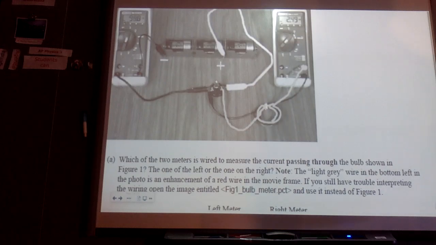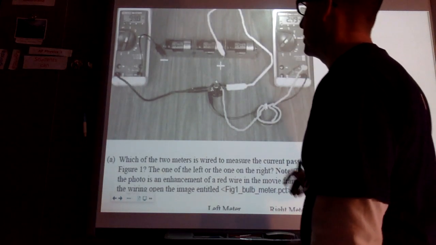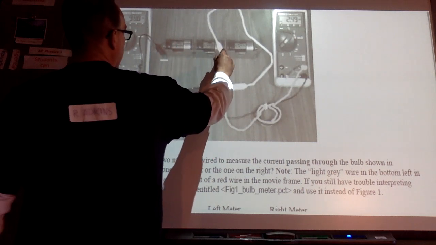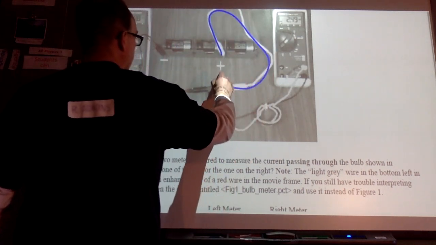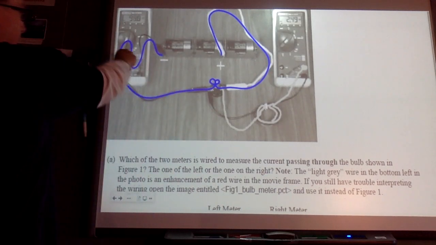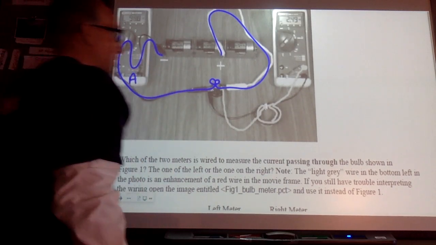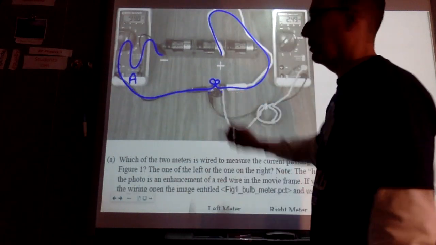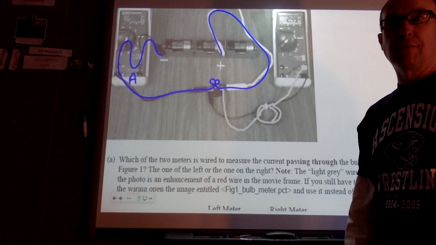So in this picture, our ammeter is going to be this one. So we have current coming out of this battery. It goes through the light bulb, and it goes into this meter and goes back. So this is our ammeter, whereas this one is just measuring the voltage drop from one side of the light bulb to the other. So that's our voltmeter.